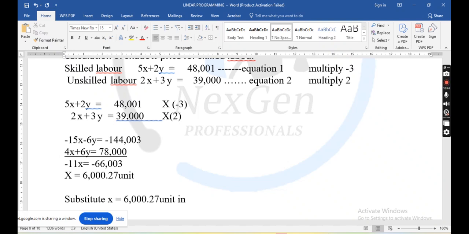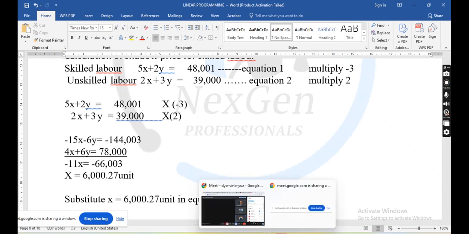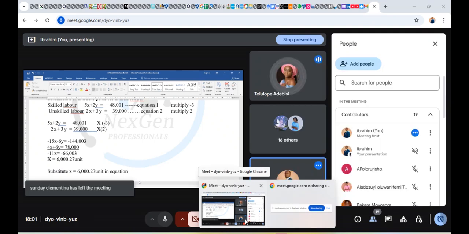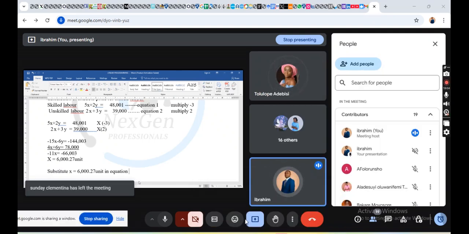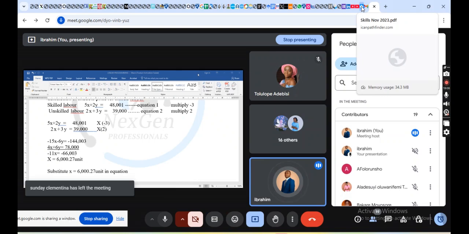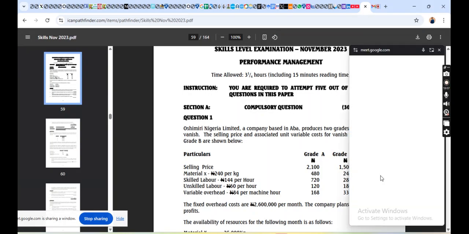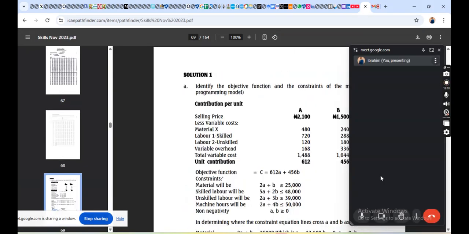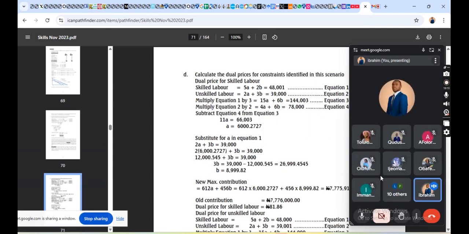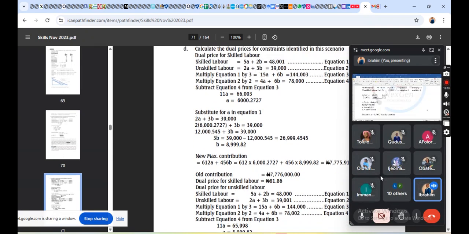Which equation are we substituting into? Class, which equation? Yeah, I have to use equation 2, because we already increased equation 1 by 1 unit. So I have to use 2. So substitute it in equation 2.